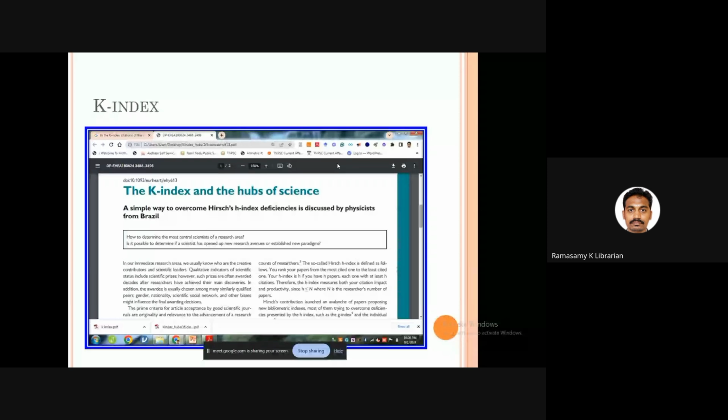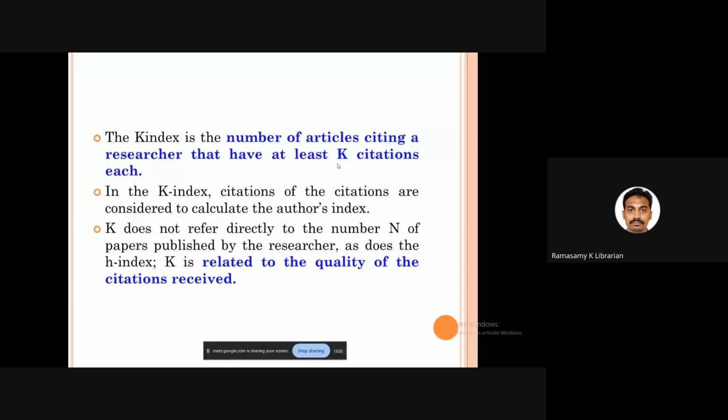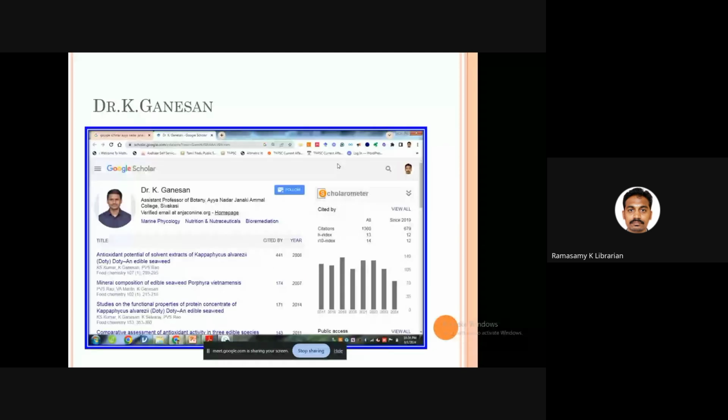It was a very interesting index. Okay. See, I'll tell you, very interesting in this particular index, and I'll complete this session. See, K index is calculated not just based on number of citations you have received, but it is based on number of citations received by the papers that cited you. Okay, it's a very interesting concept.